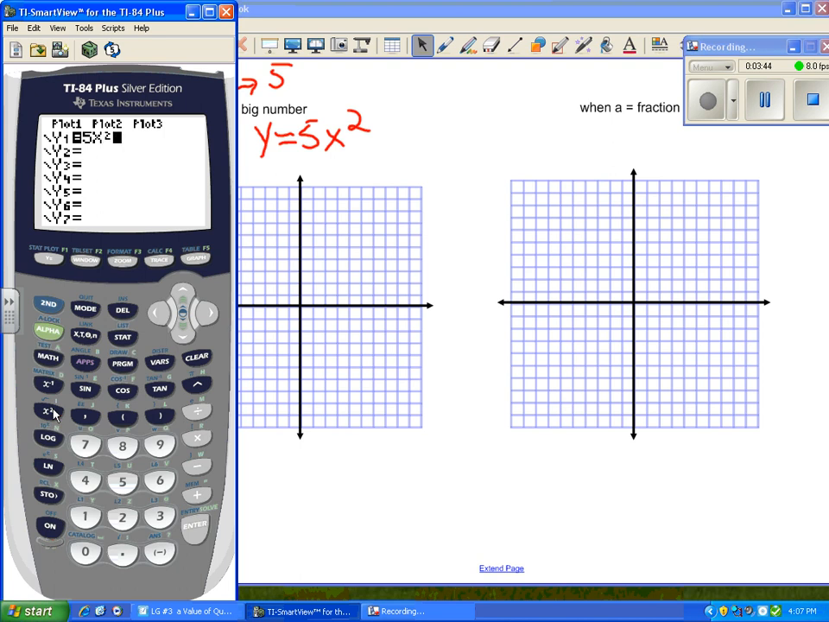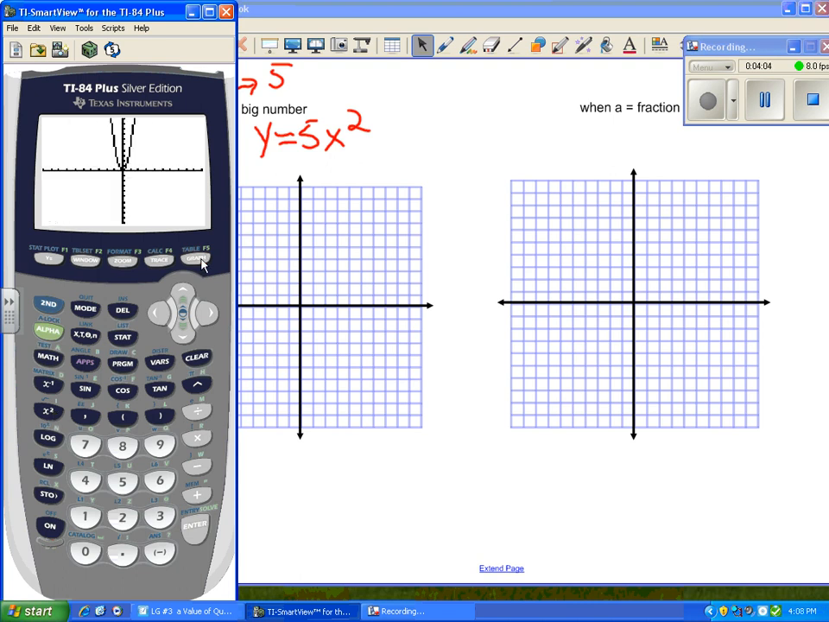And let's see what happens to the graph. When you graph this, you're going to find out something very interesting. Now, we have nothing to compare to, so I'm going to go back into this y equals 2. I'm going to come down here and put down the x squared to show you what this looked like originally. So we now have our original parabola, and now we have the 5x squared parabola.